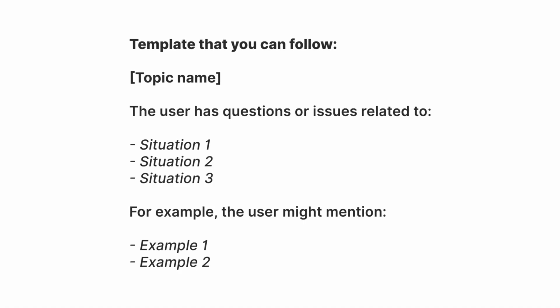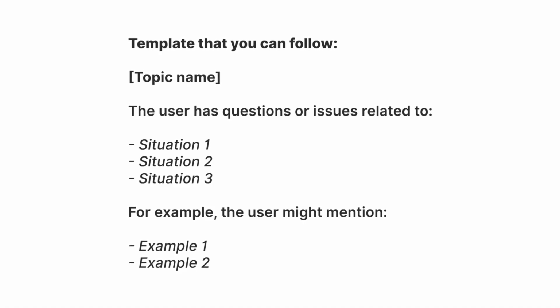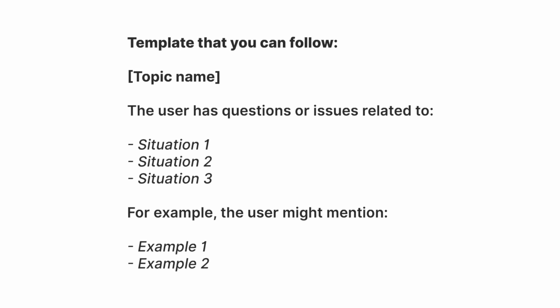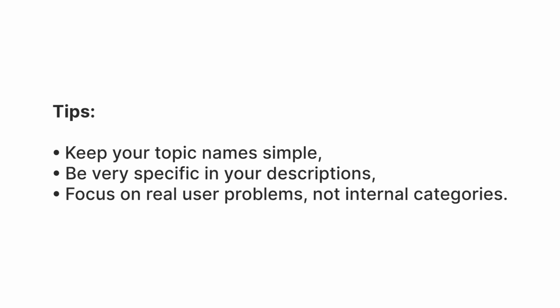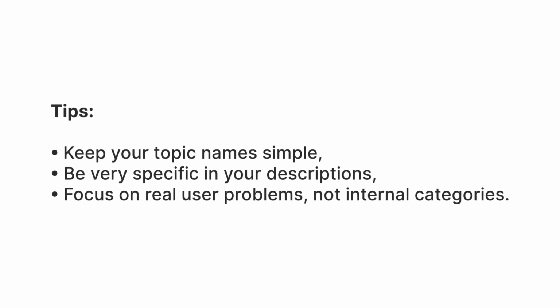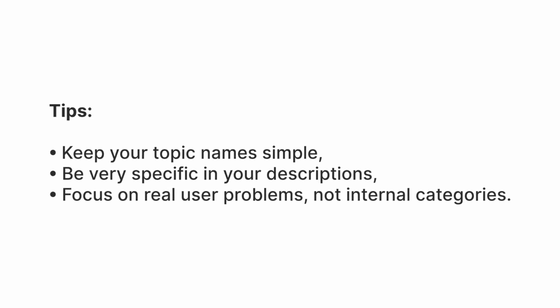And so now, what makes a good topic? Here is a simple template that you can follow. This structure helps you clearly understand what to detect and improves accuracy over time. A few quick tips: keep your topic names simple, be very specific in your descriptions, and focus on real user problems, not internal categories. To recap, using Hugo Topics comes down to 3 steps.